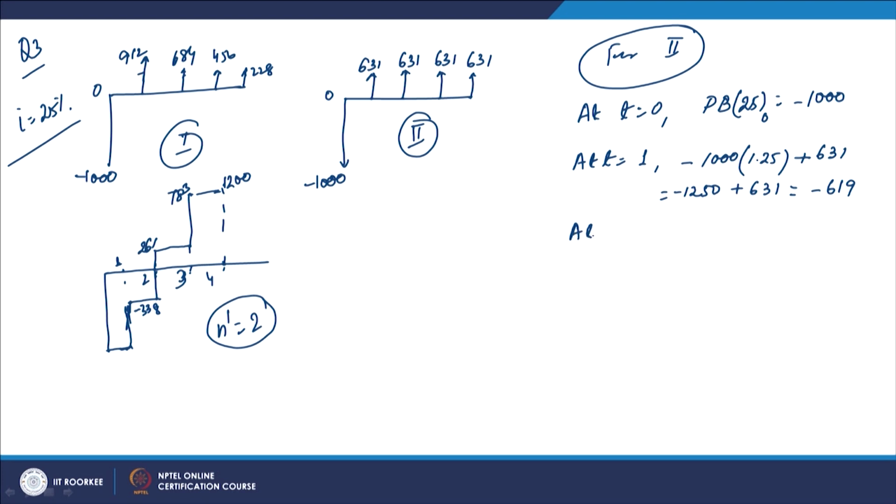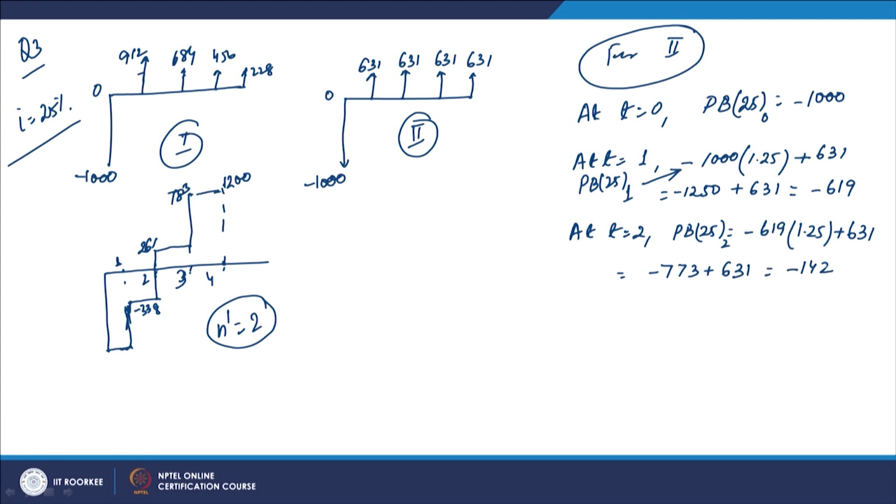Then at t equal to 2, the project balance PB 25 at 2 will be minus 619 into 1.25 and then plus 631. So, 619 multiplied by 1.25 will be something like 773, so it will be minus 773 plus 631. So, it will be minus 142.